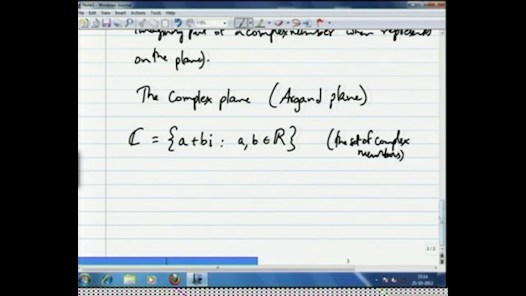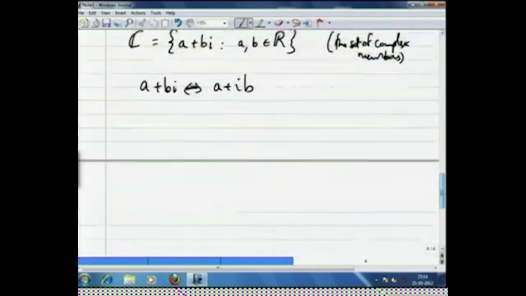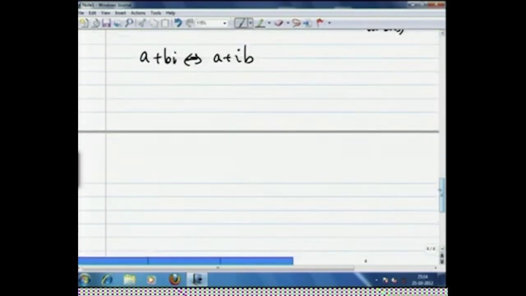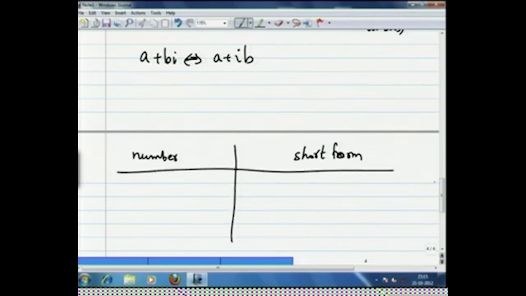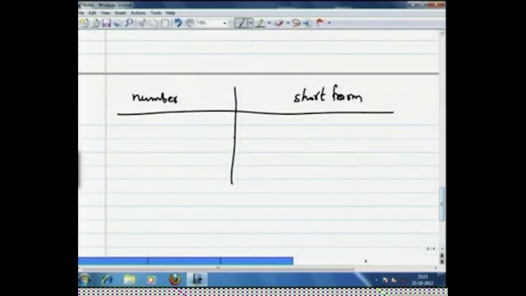Okay. So, please note that we write a complex number as a plus b I, and I also write it as a plus I b. So, they are one and the same. I interchangeably use a plus b I and a plus I b. To this end, we will make the following table. And we will use many short forms from time to time. So, here is a small table where I will write a complex number and its short form.